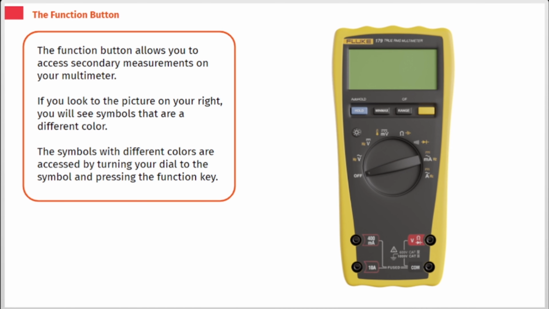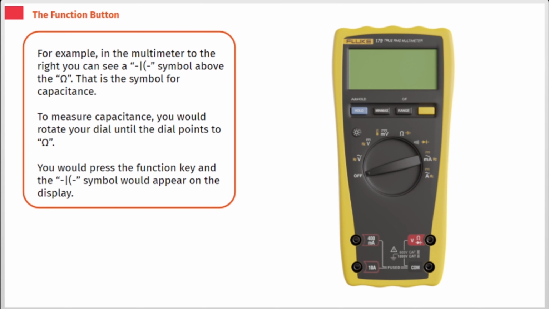The function button allows you to access secondary measurements on your multimeter. If you look to the picture on your right, you will see symbols that are a different color. The symbols with different colors are accessed by turning your dial to the symbol and pressing the function key.